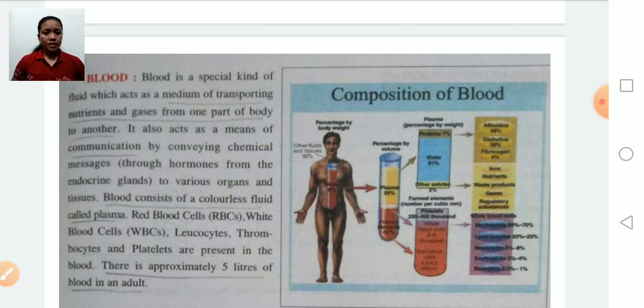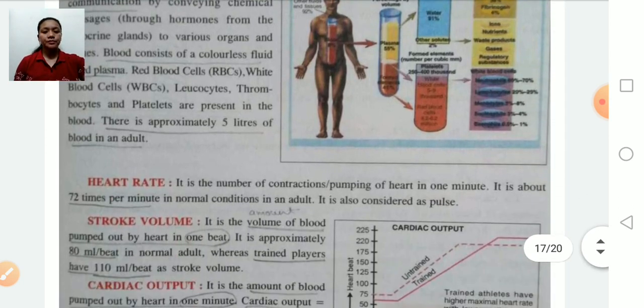Blood consists of a colorless fluid called plasma, red blood cells and white blood cells. Leukocytes, thrombocytes and platelets are present in the blood, and there is approximately 5 liters of blood in adults.